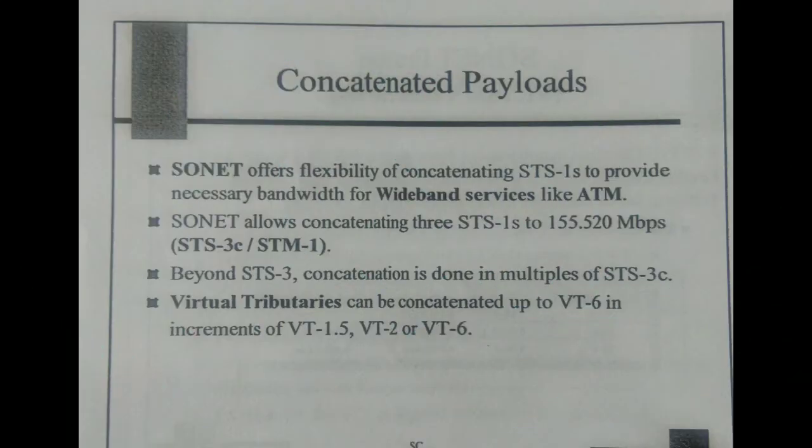So we all know that SONET offers the flexibility of concatenating STS-1 to provide the necessary bandwidth for wideband services like ATM. SONET allows concatenation of 3 STS-1 to form 155.52 Mbps, which I already explained in previous videos. Beyond STS-3, we have concatenation in multiples of STS-3c. Virtual tributaries can be concatenated up to VT6.